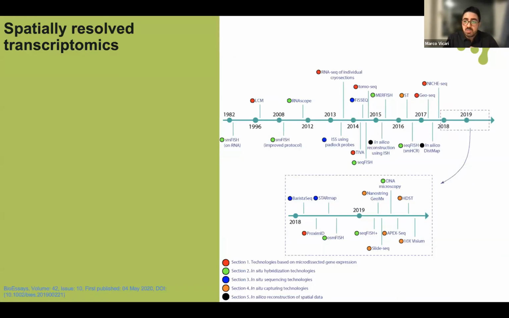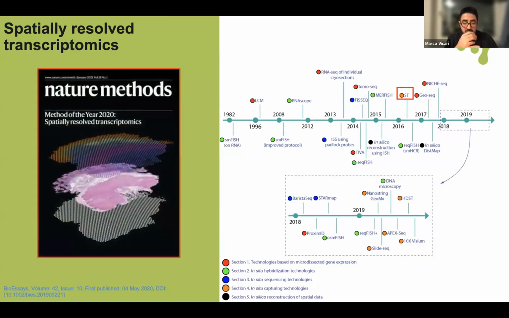Now I will focus a little bit more on what spatially resolved transcriptomics is. This is an umbrella term for all the technologies that have been developed to enable us to study the RNA in its native localization. As you can see from this timeline, many technologies are quite old, like from the 80s.